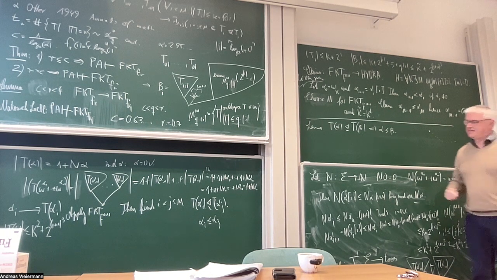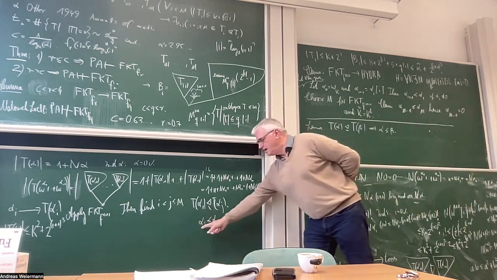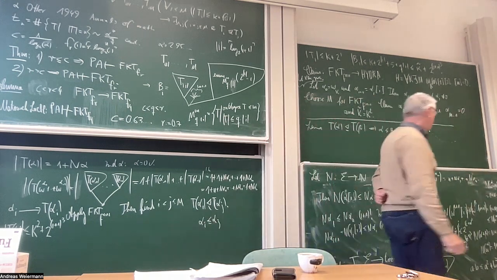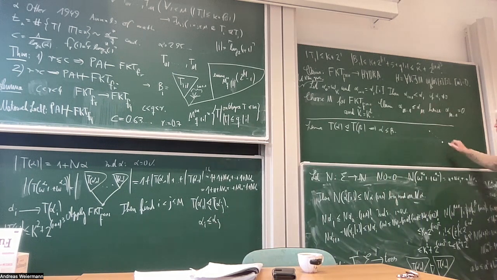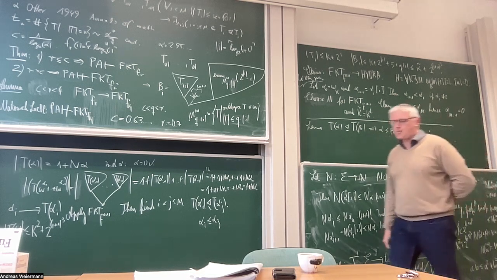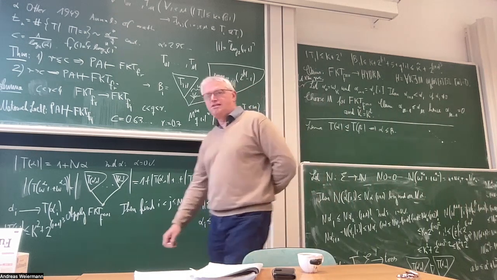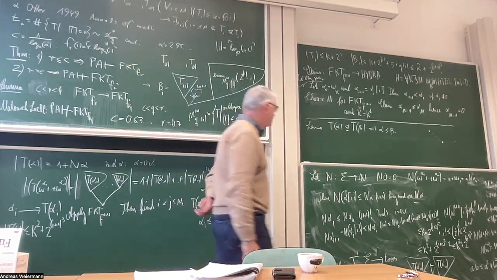The only way that this is going to happen is that this alpha I is already hitting the bottom. So alpha I has to be 0. And then we are done. That's funny, right? So that's how it goes. Now we have to prove this lemma.